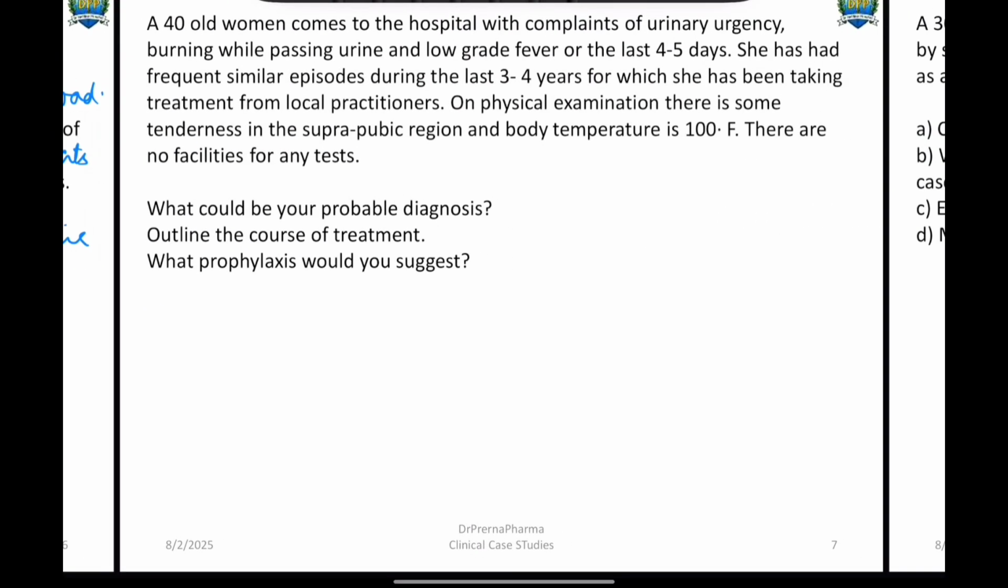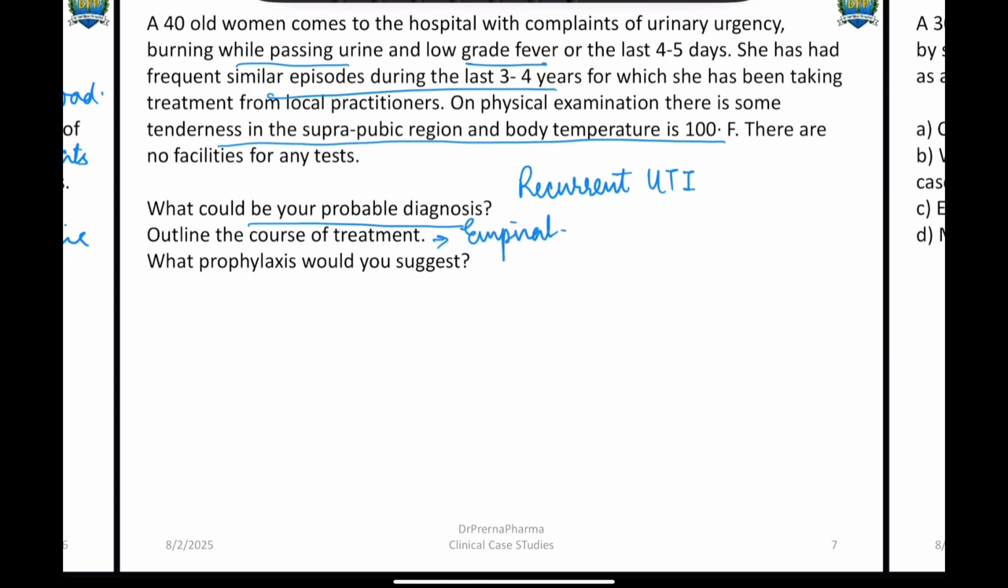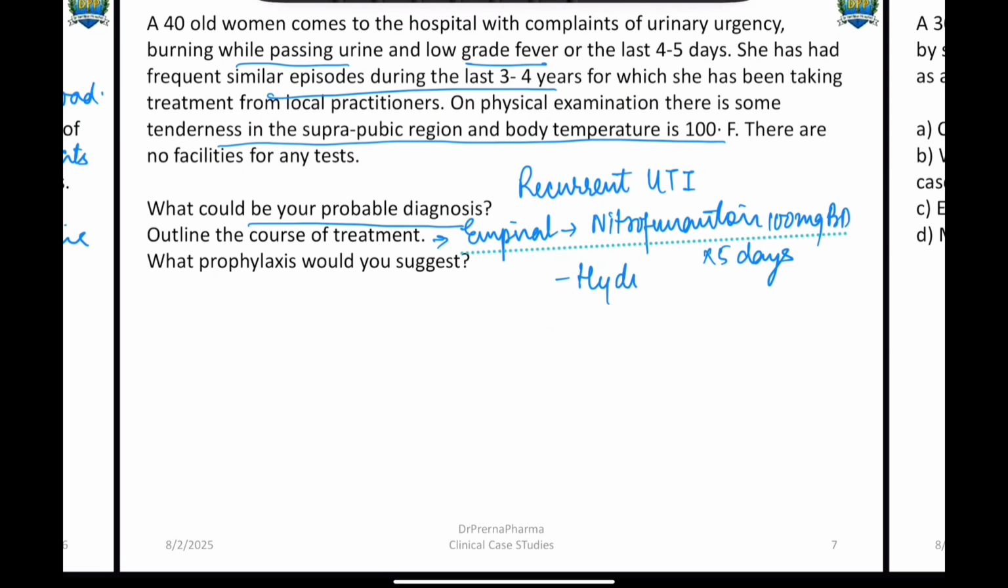Next question. A 40-year-old woman comes to the hospital with complaints of urinary urgency, burning micturition, low-grade fever. She has had similar episodes during the last 3-4 years. On physical examination, there is tenderness in the suprapubic region. There are no facilities for any test. Now what could be a probable diagnosis? So the probable diagnosis in this case is recurrent UTI, and outline the course of treatment. Since we don't have any facilities for tests, we can give empirical treatment: nitrofurantoin 100 milligram BD for 5 days, and also good hydration to be kept.